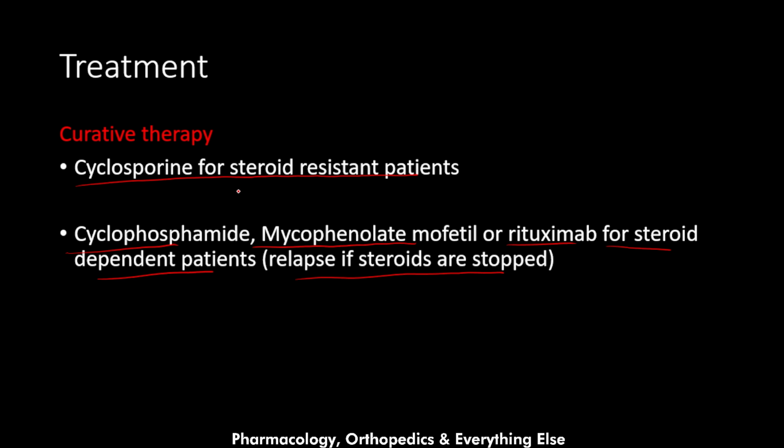So the steroid-resistant patient is the patient that doesn't respond to steroids. You give them cyclosporine. The steroid-dependent patient is the patient that depends on steroids. If they stop the steroids, they would relapse. So you would give them one of those agents, either cyclophosphamide or mycophenolate or rituximab.